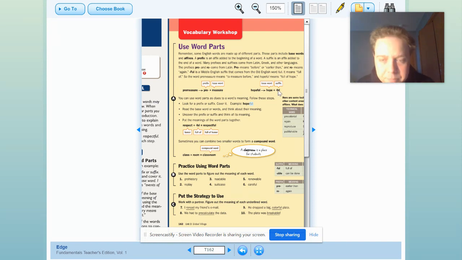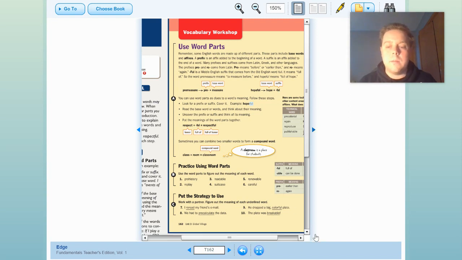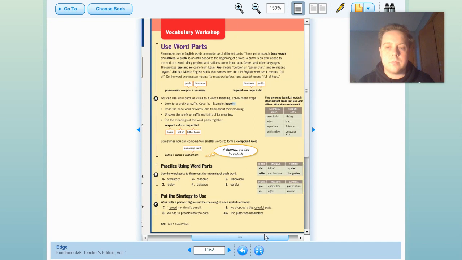Hopeful, so that's the suffix full, which means full of. If I say I'm hopeful about this, that means I am full of hope. Re means to do again, like reproduce. And the suffix able means able to do. Let's say I give you some work to do and I think you are all able to do it. I might say it's doable. You are able to do it. Do is the root word, able is the suffix.